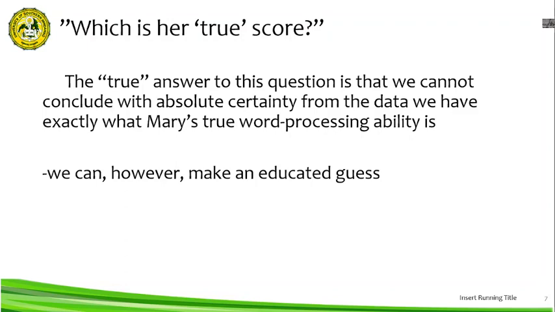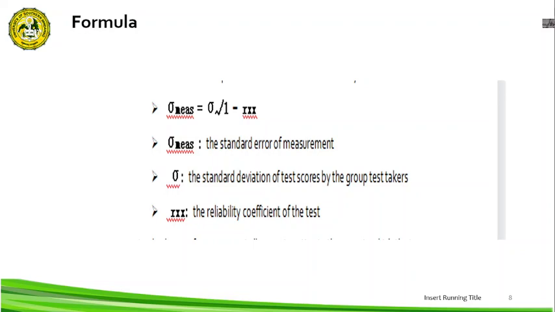Her true word processing ability is equal to the mean of the distribution of her word processing scores plus or minus a number of points accounted for by error in the measurement process. The best we can do is estimate how much error entered into a particular test score, also known as the standard error of a score.